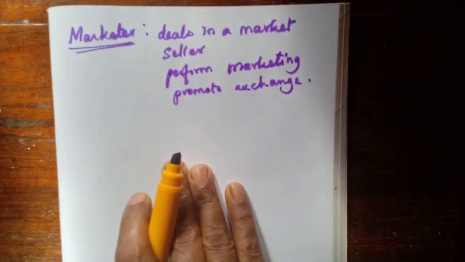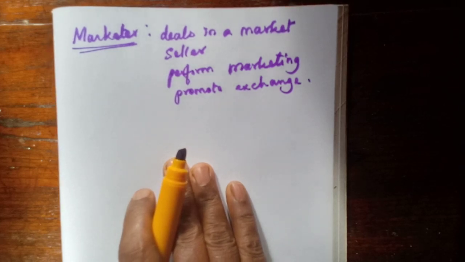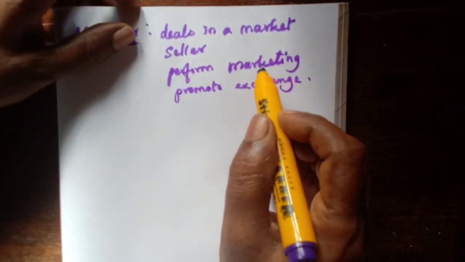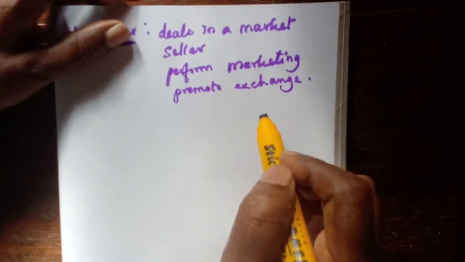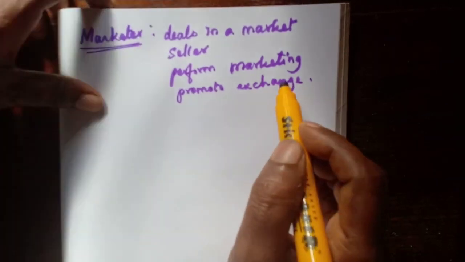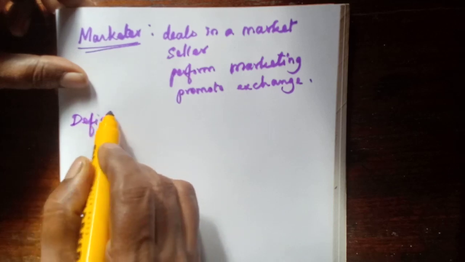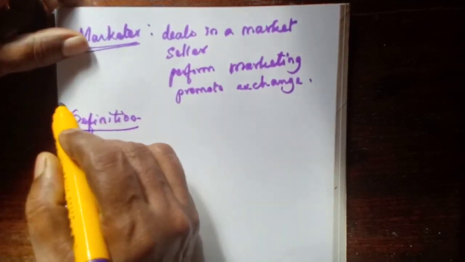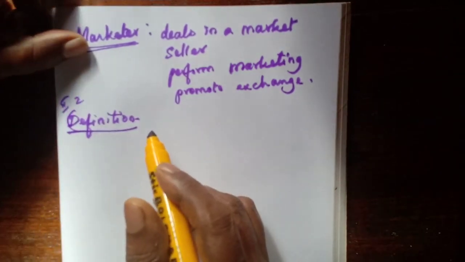Simply, one who sells goods and services is called a marketer, or one who deals in a market, or one who performs the function of marketing, or one who promotes the exchange of goods and services. There is one definition given. I will write and explain, because this is one of the very short answers. Second question. Okay, define marketer.